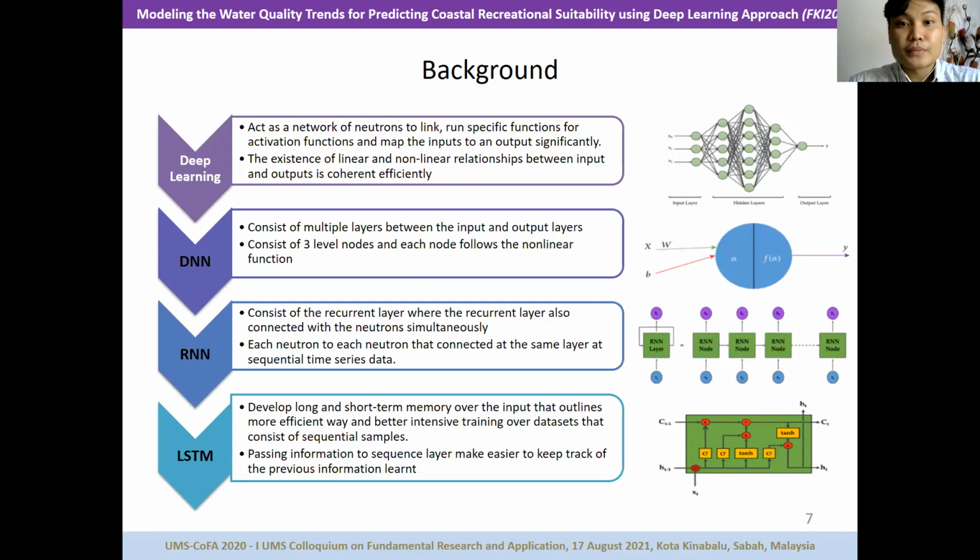Digging inside deep learning, as you can see, deep learning is a network of neurons linked to each other, running a specific activation function and mapping the inputs to an output significantly. So the existence of linear and nonlinear relationships between the input and output is captured efficiently. Inside deep learning, we have DNN, the deep neural network, RNN, and also LSTM. These three main components inside deep learning are very essential in order to prove its approach, and also prove its effectiveness in the context of time series analysis of the water quality trends for short and long term usage.